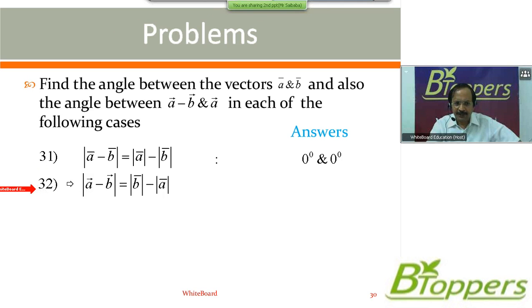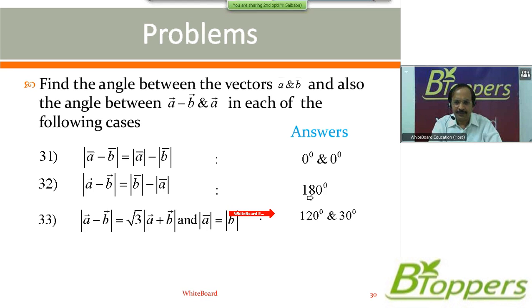Question 32. Mod of A bar minus B bar is equal to mod of B bar minus mod of A bar. Looks similar to the previous question, but a slight difference will be there. Come on, think about this question. In case you need time to think about the question, you can take a pause and think.